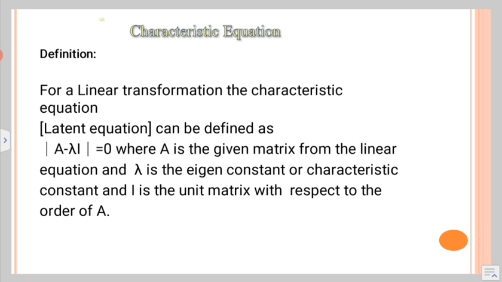So determinant of A minus lambda I equals 0, where A is called the given matrix, from the linear equation. Lambda is a constant called the eigenconstant, and it is also called the characteristic constant. I is a unit matrix or identity matrix with respect to the order of the matrix.